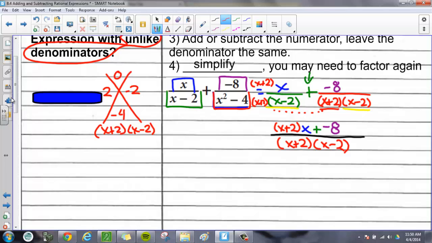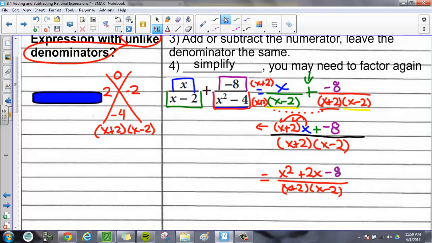Now let's see if we can do any simplification here, which may require factoring again. So first thing I noticed, this x can be distributed here and here, and when I do that, I get, we'll put that right below, x squared plus 2x, and then if we remember, we have this plus negative 8, so minus 8. And that's all over x plus 2 times x minus 2.